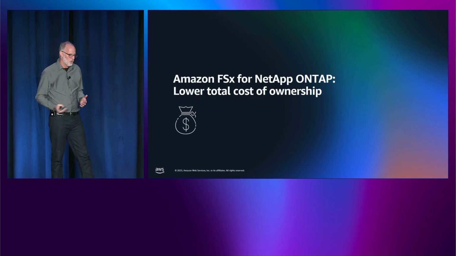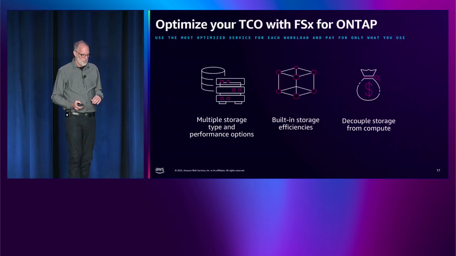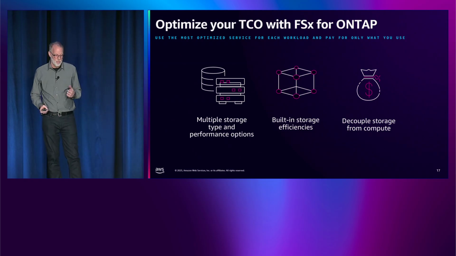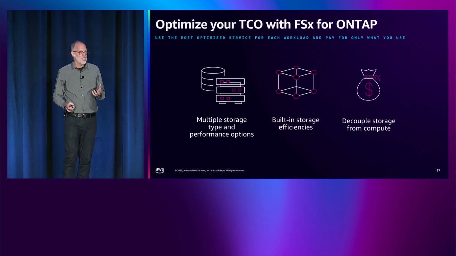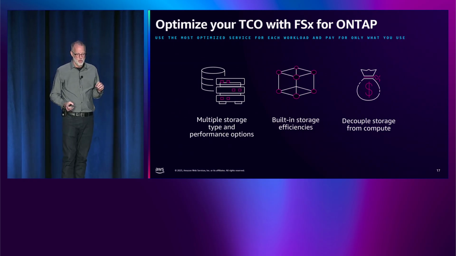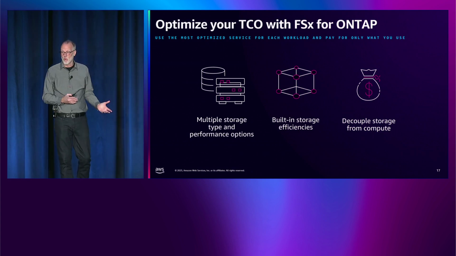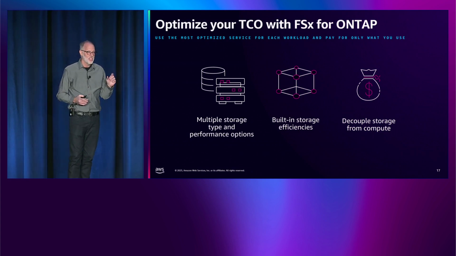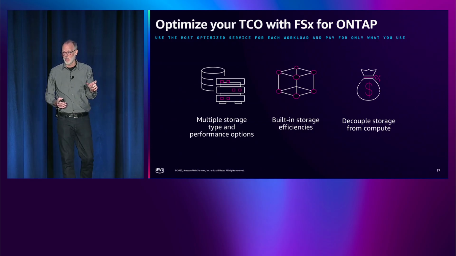So we're going to start with lowering the total cost of ownership. One of the things about FSx for ONTAP is it's very flexible, and so there's multiple storage types and performance options. So let's just say that you were setting up your data store, and at some point you had some VMs running there, but all of a sudden you need to add some more VMs that have a higher performance need. You can simply change the throughput on your FSx for ONTAP system.